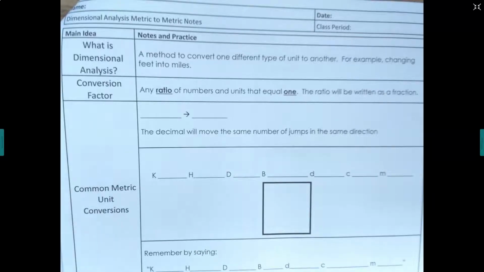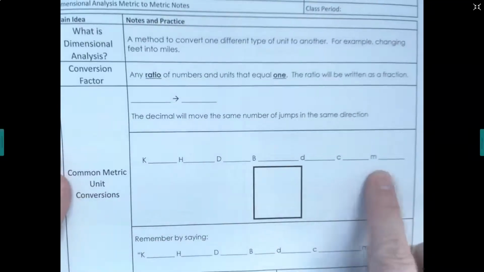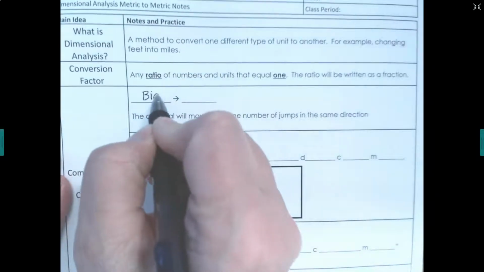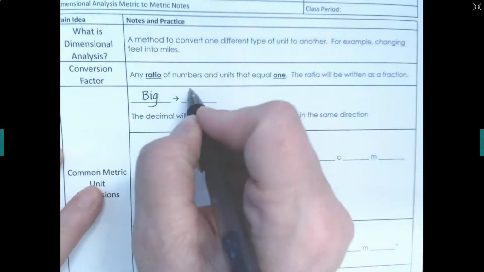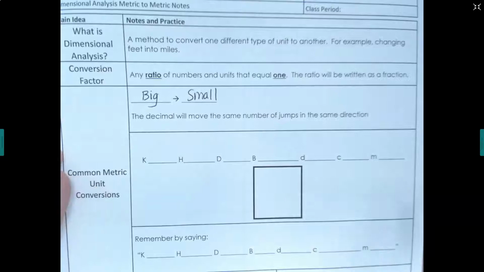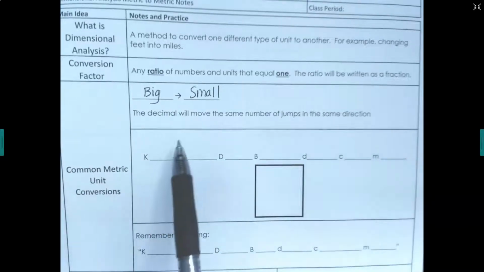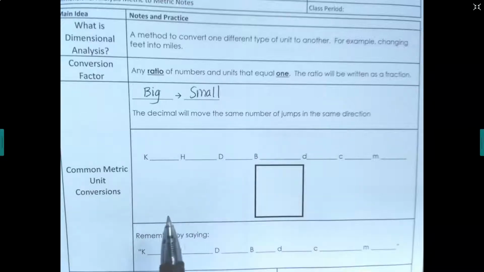So that's what we'll be working with. I have a basic setup here. This starts with the biggest on the left, and all the way to the right is the smallest. So reading left to right, it goes from big to small. This is much easier than converting the standard units. We're just going to move the decimal the same number of jumps and in the same direction. So we'll get an idea of what this means.